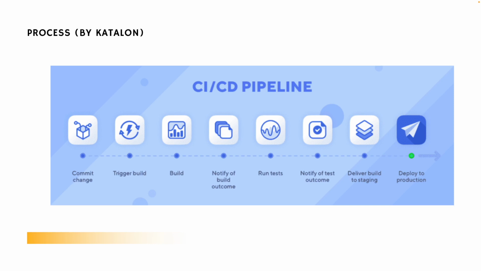Speaking of streamline, let's talk about the CI/CD pipeline. Here's a nice example by Catalan, which shows what exactly a CI/CD pipeline entails. The CI/CD pipeline breaks down tasks into chunks, and each chunk is a task that is executed before moving on to the next chunk. Usually there's a trigger to start the pipeline. Usually that trigger is a push to a branch or a pull request in the code repository.